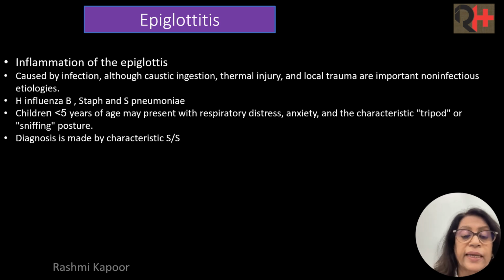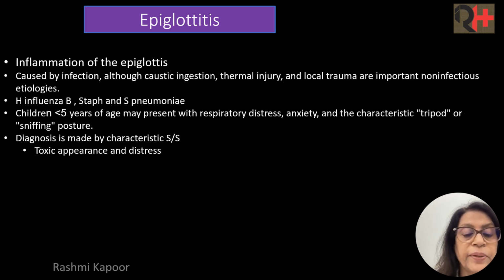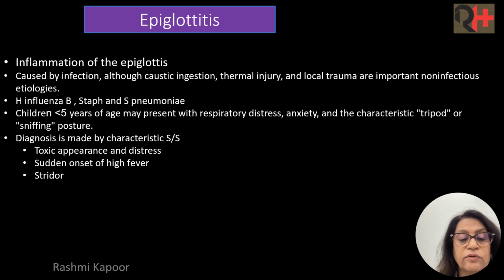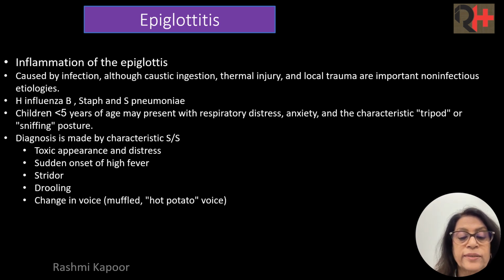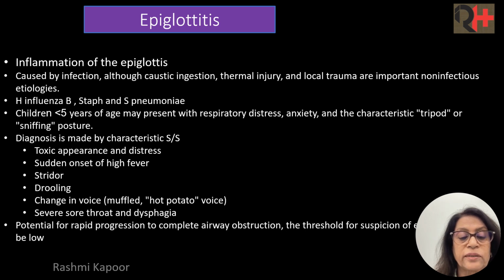Diagnosis is made by characteristic signs and symptoms: toxic appearance and distress, sudden onset of high fever, stridor, drooling, change in voice, muffled voice, hot potato voice, severe sore throat, and dysphagia.